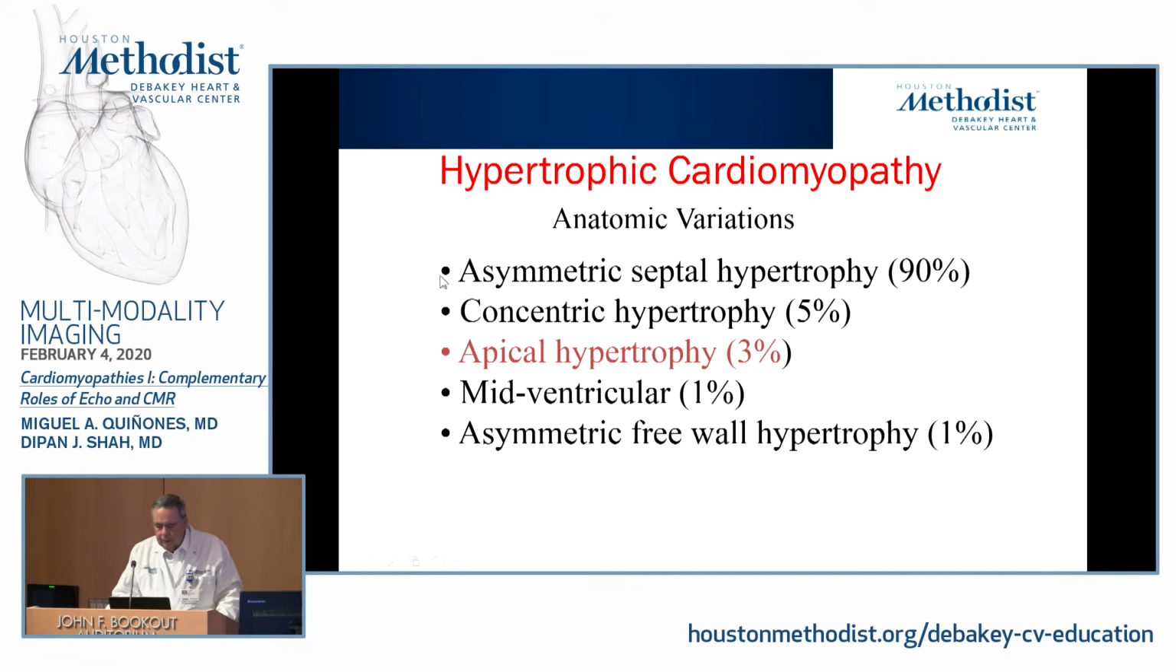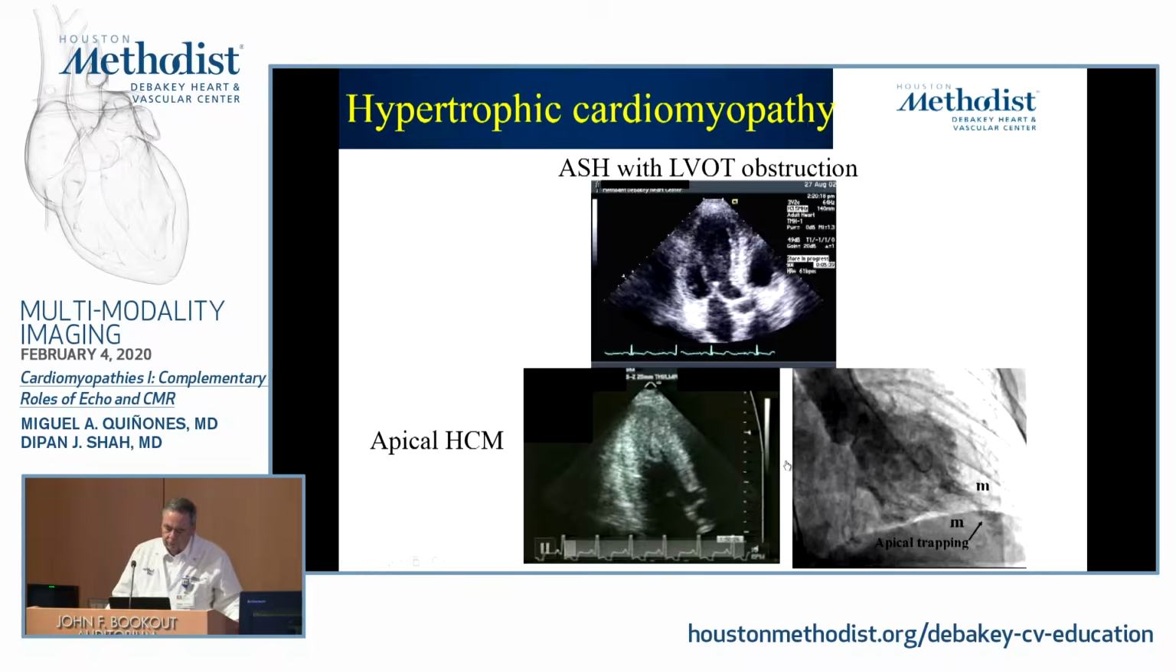Now, asymmetric is 90%. Occasionally we do see concentric, with or without SAM. And then we have the apical variant, which they say is 3%, but actually, I don't know if maybe it's getting up, because every year we see some cases. I mean, I follow several patients with it. This is the most rare of all, the mid-ventricular. And then asymmetric free wall hypertrophy is also very, very rare.